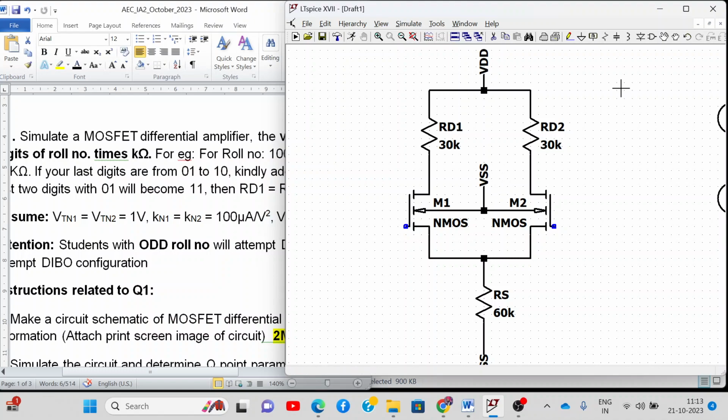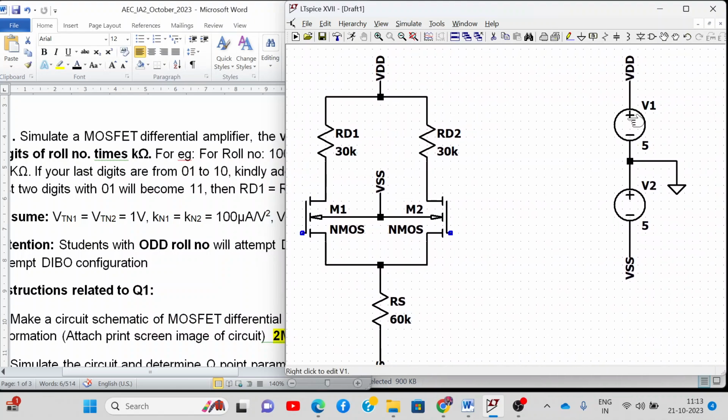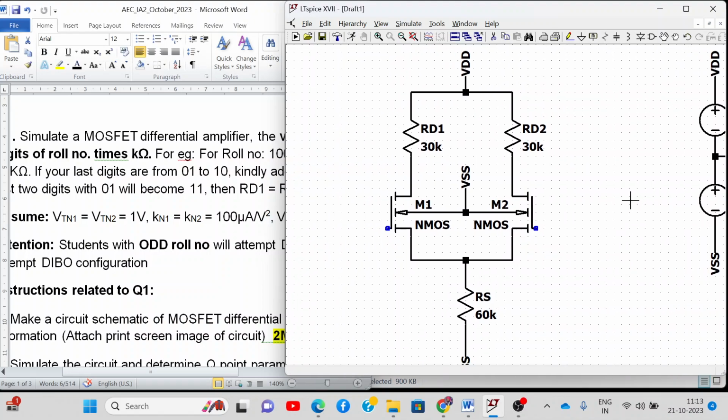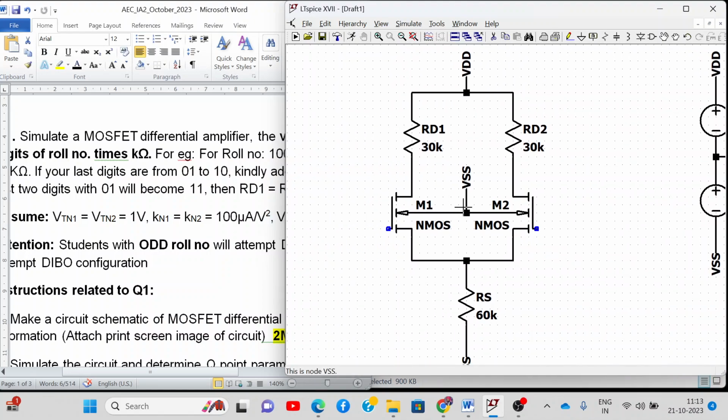Ground is not the lowest part. You have the maximum potential phi, minus negative is minus phi, and then you have a ground. So the substrate terminal or the body terminal of the NMOS has to be connected to the most negative part of the supply. So here it is VSS.